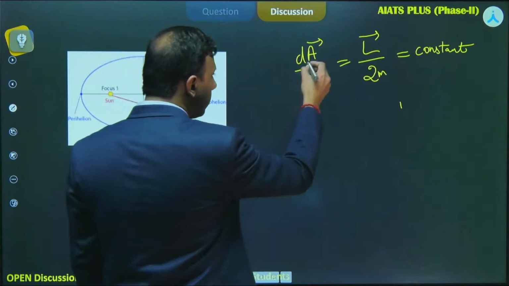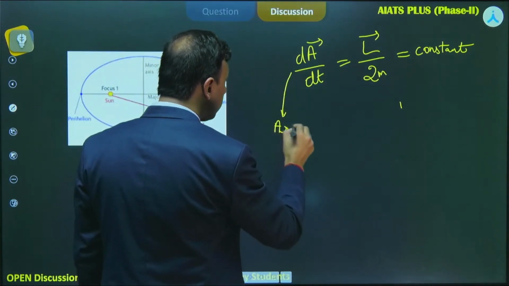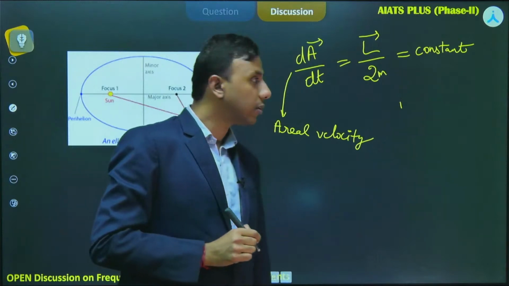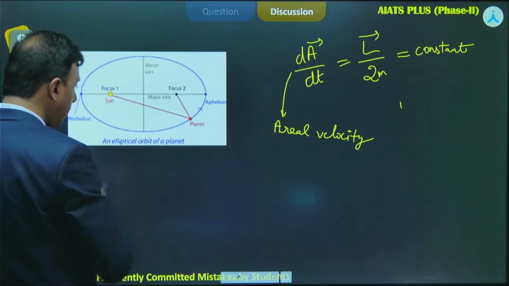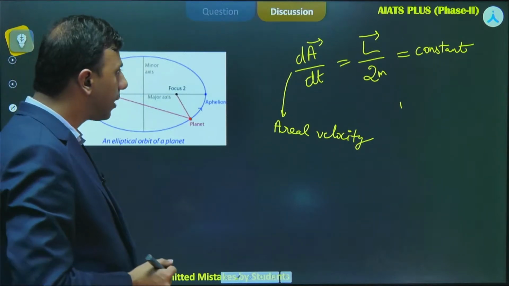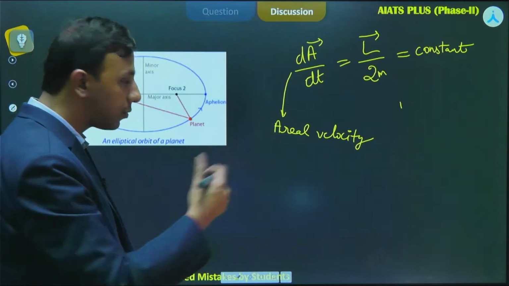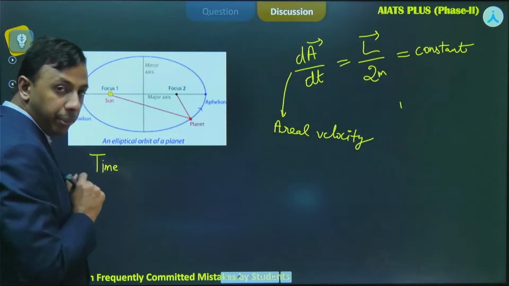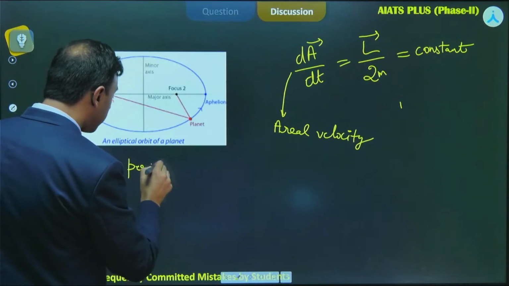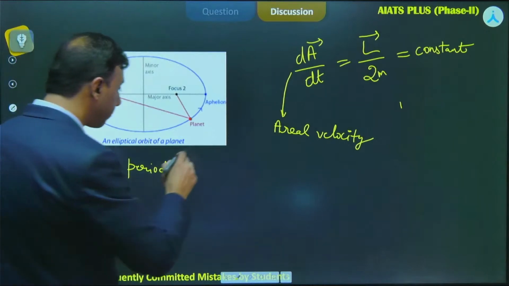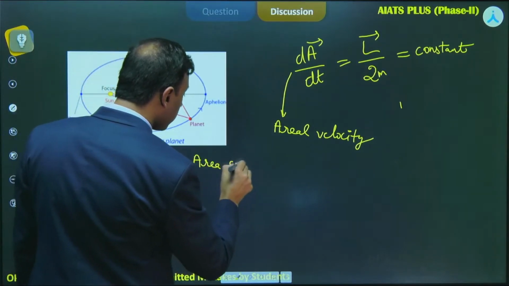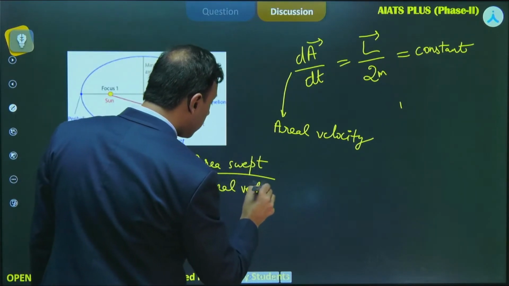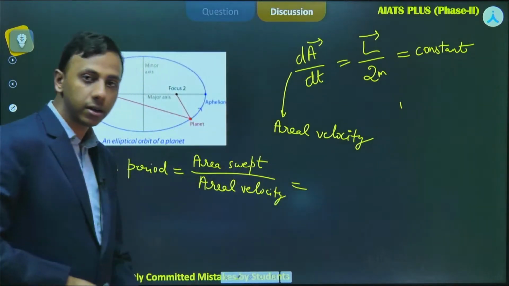Okay, and what do we call this? We call this aerial velocity. And also remember, just some additional information that I would like to give you, although it's not connected to your question, we will see on the next page. The time period, what can we write the time period as? Let's say time period, can I use this expression? Area swept upon aerial velocity.